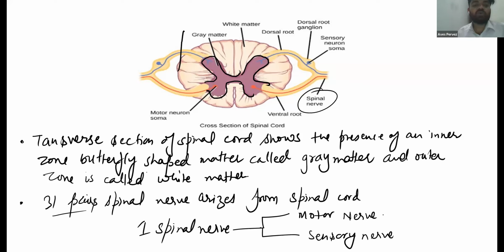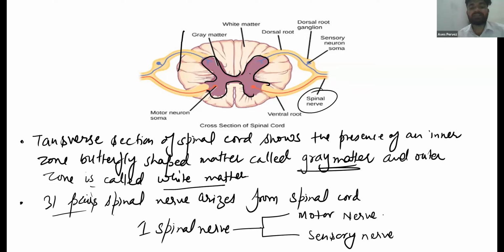So the transverse section of the spinal cord shows the presence of an inner zone. This zone is called the inner zone, which is butterfly shape. This butterfly shape matter is called gray matter. And the outer zone is called white matter. This outer zone is the one having white matter.